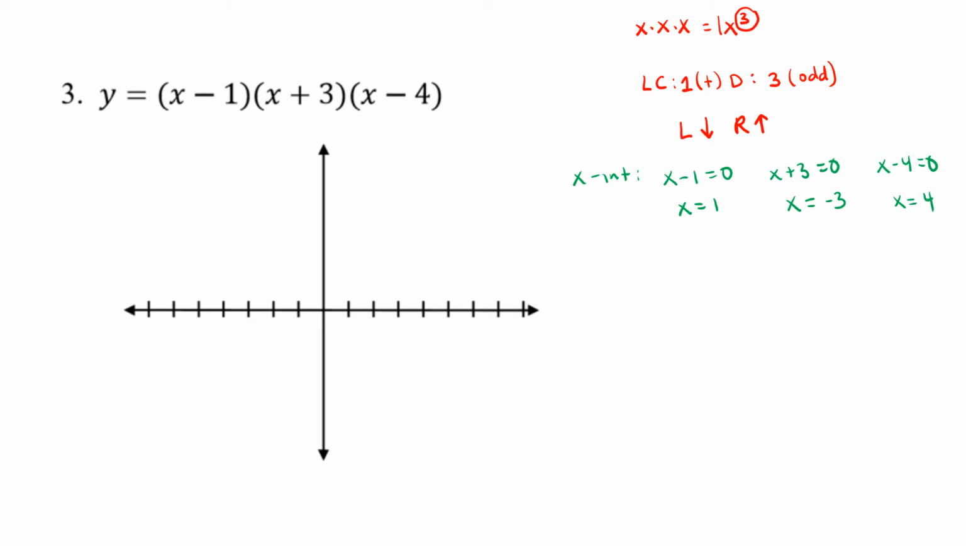So we can put those on our graph, right? We have an x-intercept at 1, at 1, 2, 3, 4, and then at negative 3 over here. Those are our x-intercepts.